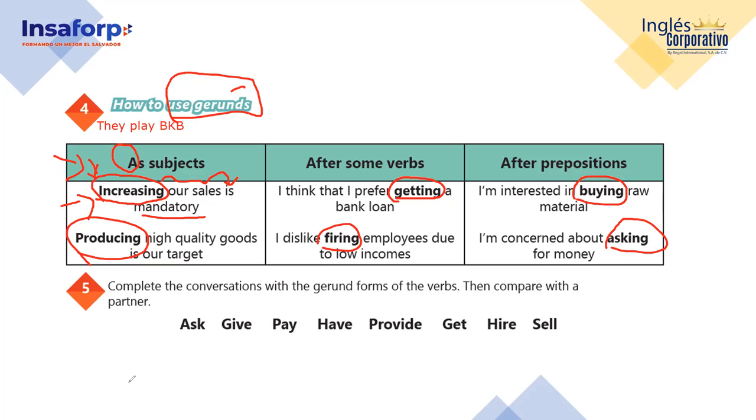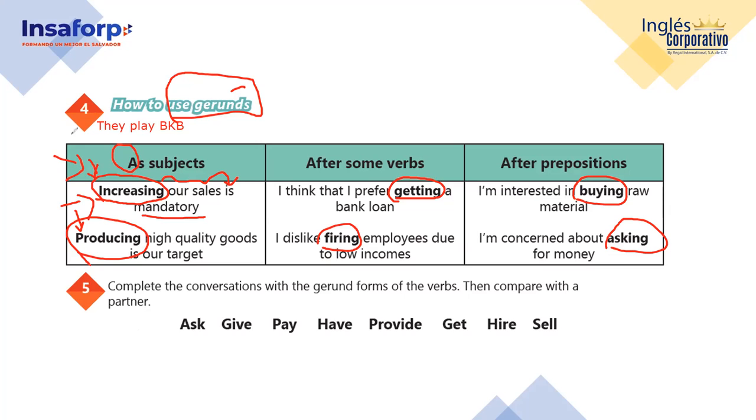What does it say? Let us see the second. Producing high quality goods is our target. Again, ING, and it is at the beginning as a subject, pero no dice produciendo, no dice incrementando como present progressive. So what does it say? Aumenta. As a noun, no como verbo.